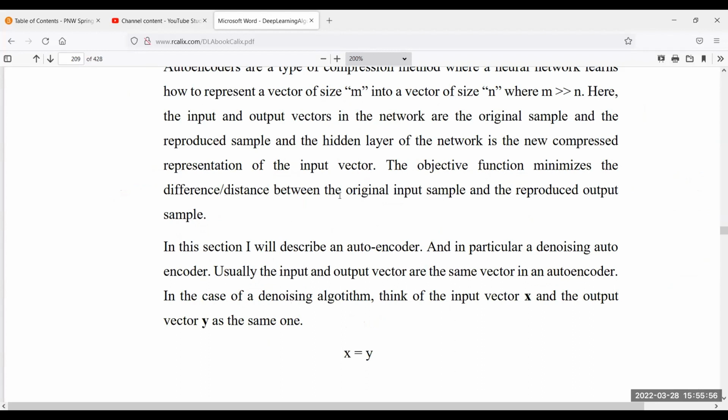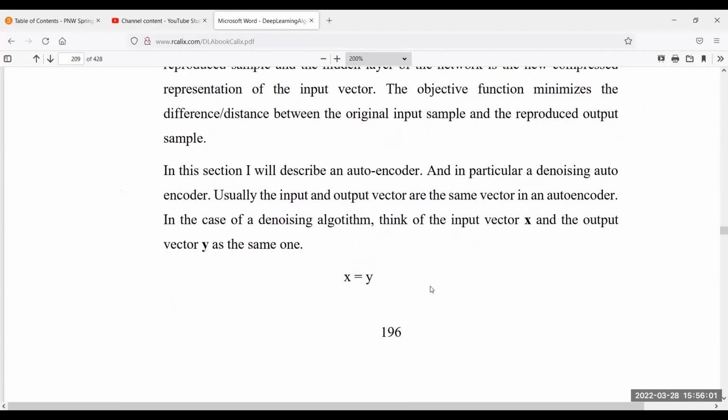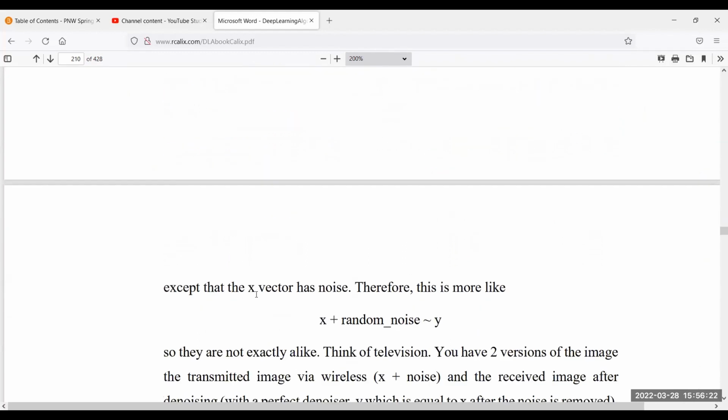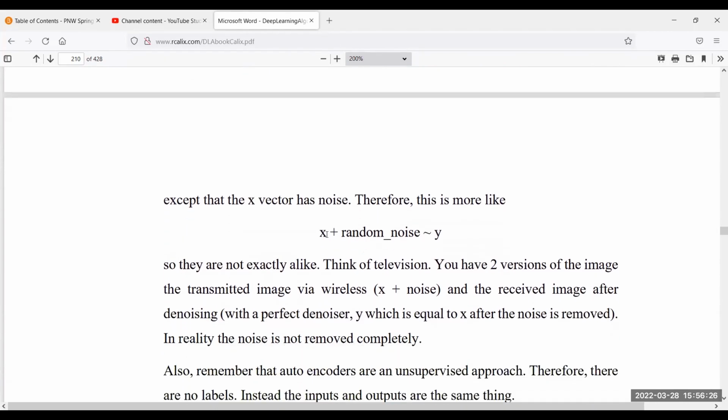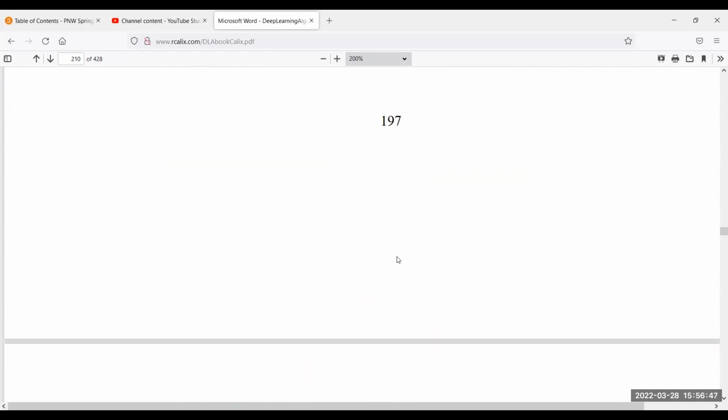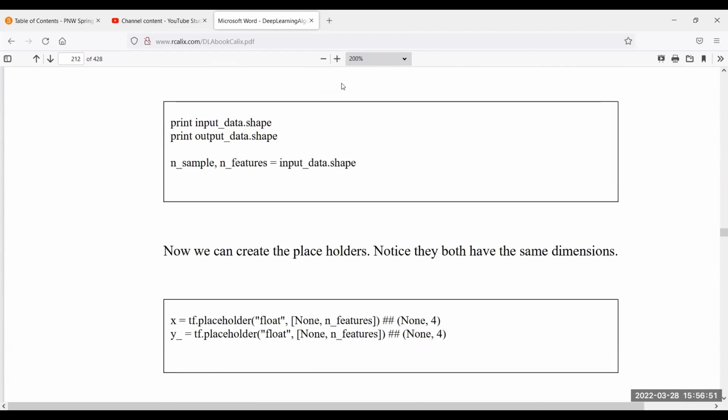So the objective function minimizes the distance between the original input sample and the reproduced sample. Usually the input and the output vector are the same vector in the autoencoder. However, with denoising for images, for instance, you can think of the input vector X and the output vector Y as the same one, but with a little bit of noise, except that the vector X has noise. Therefore, Y is similar to X plus random noise, right? So that's kind of like what we're doing in BERT, because you don't give it the exact same sentence. You give it the sentence and then the same sentence, but with one token replaced with a mask that it should learn. So that's the objective of the autoencoder.